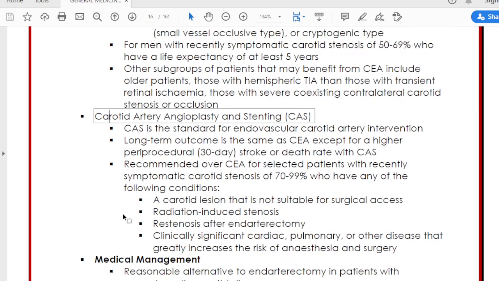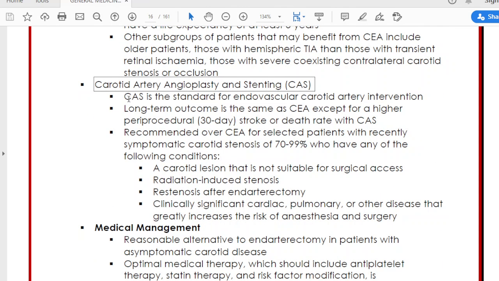Carotid artery angioplasty and stenting, CAS. CAS is the standard for endovascular carotid artery intervention. Long-term outcome is the same as CEA except for a higher peri-procedural, 30-day, stroke or death rate with CAS.